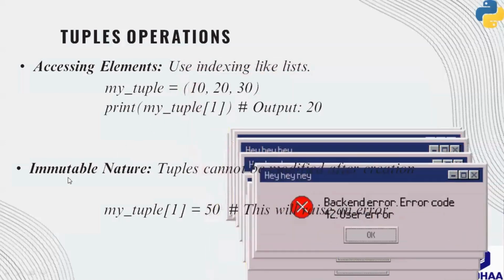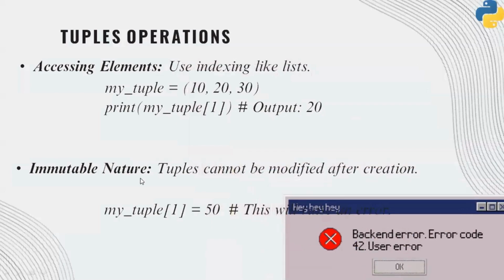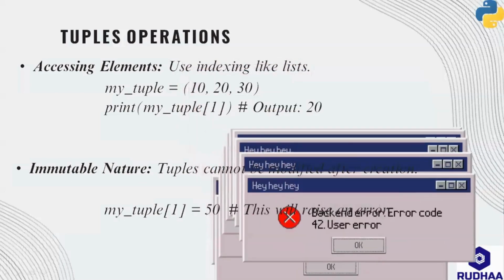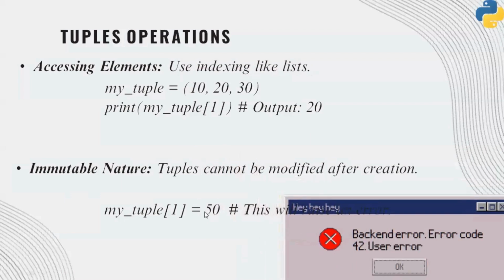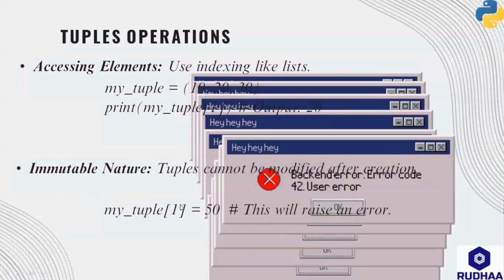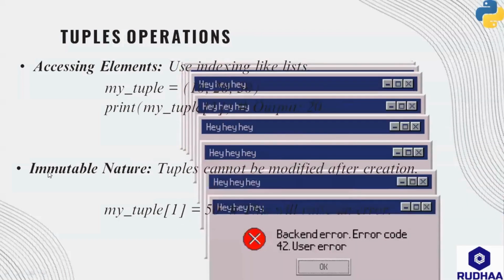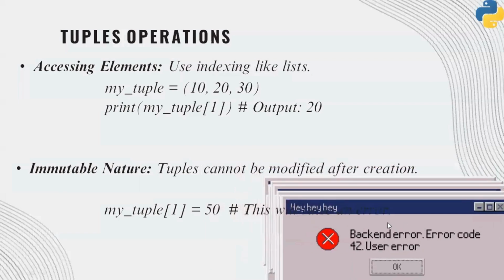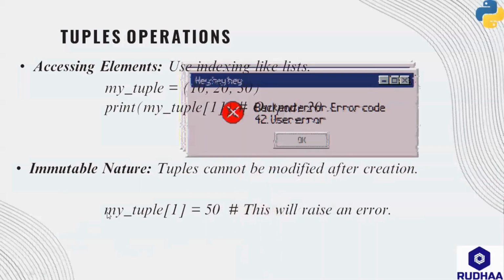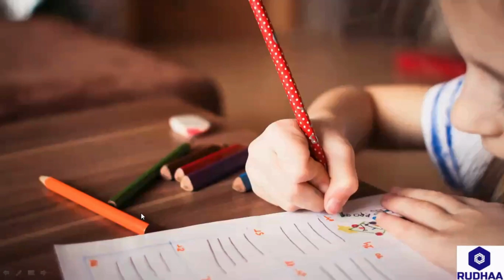And next is immutability. Since it is immutable, we cannot modify any value. So my_tuple of 1 equals 50 denotes that this 50 should be replaced at index 1. Since it is immutable, you will get an error message. So that is about lists and tuples, list creation and some of the operations in lists and tuples.